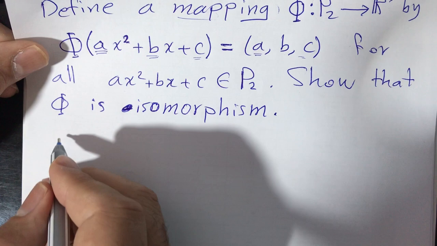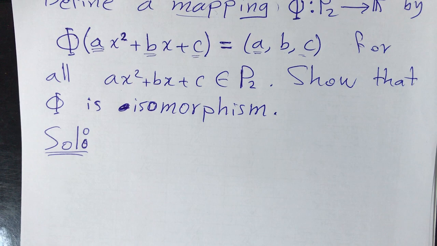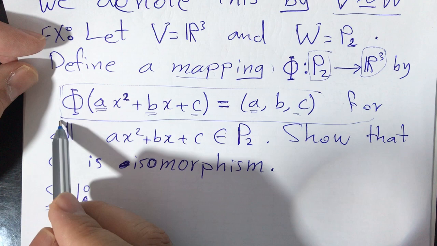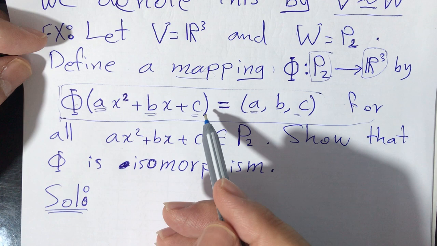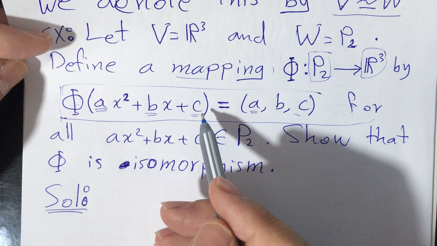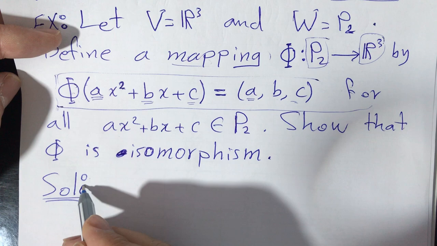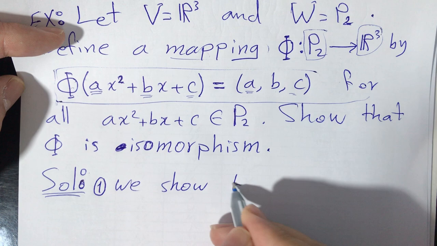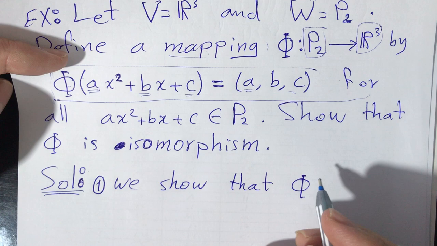Solution. Now if we want to prove that this phi is an isomorphism, I know this is a vector space and this is a vector space. Now I have to show that phi is one-to-one, onto, and a linear transformation. First, we show that phi is one-to-one.